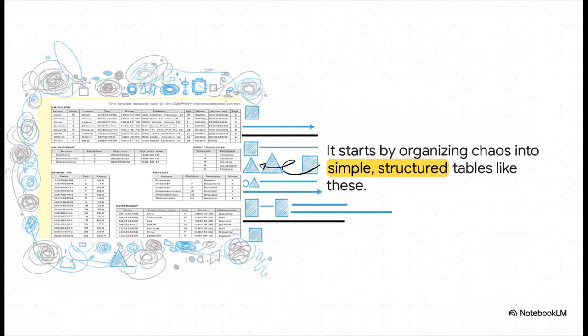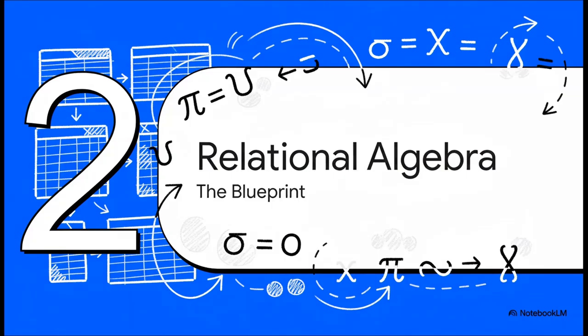Well, the first and most critical step is you have to impose some order. You take all that tangled, messy data and you organize it into clean, simple, structured tables, just like these ones for employees and departments. All of a sudden, everything has a home. Okay, so our data is organized. Great, but now what? How do we actually work with it?